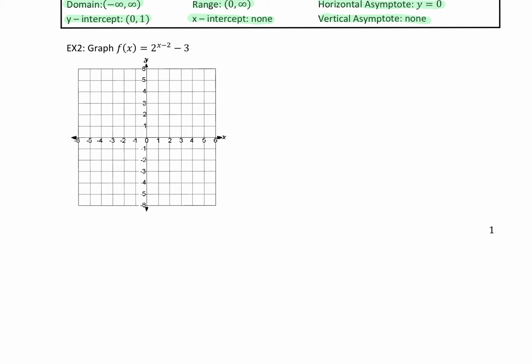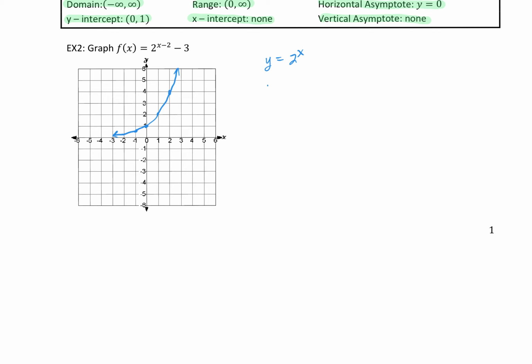In example 2, this is 2 to the x minus 2 as the exponent, and then we have a minus 3. If we look at our base or parent function, it would be y equal to 2 to the x. And I am going to graph that. It's going to pass through (0, 1), (1, 2), (2, 4). It's going to go up, and then it approaches the asymptote. So that would be y equal to 2 to the x.